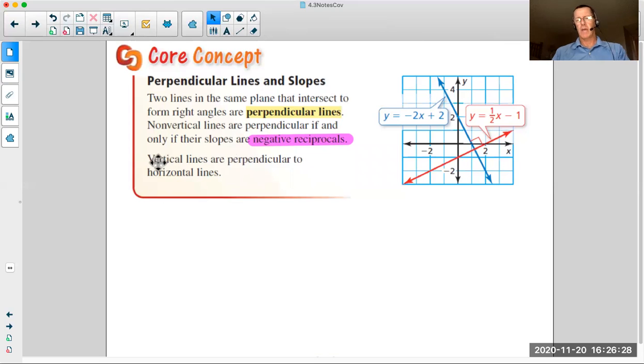Now we have to say something special for vertical lines or lines perpendicular to horizontal lines, right? Do they have opposite reciprocal slopes? Not really, because you can't have a reciprocal of 0. 0/1 would have the reciprocal 1/0, which is undefined. So technically we can't write it like that, but the same concept applies, okay?